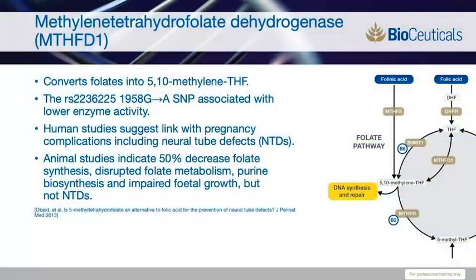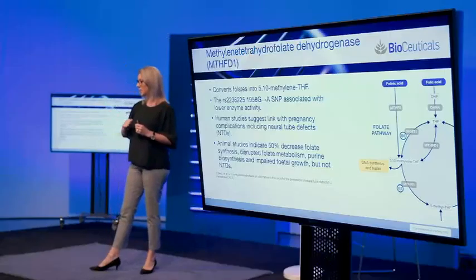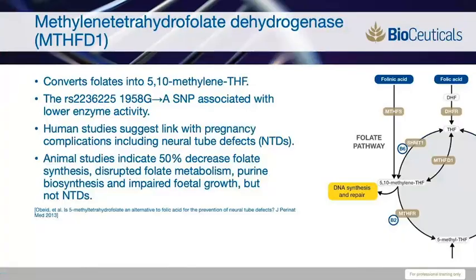Human studies have shown that there is a link with pregnancy complications, possibly neural tube defects. Actually, the reason why I've done research with this SNP is that a paper around neural tube defects came out just before I started my PhD. However, they've followed this up with animal studies and found that it's not a cause of neural tube defects, but that it does decrease folate synthesis, disrupts the folate cycle, as well as the production of these nucleotides, and it can impair fetal growth, but not necessarily a strong cause for neural tube defects.